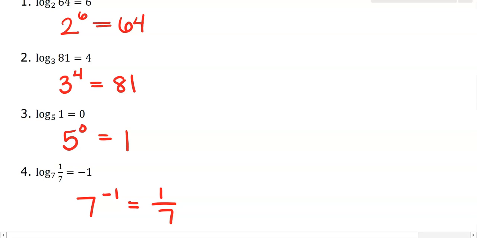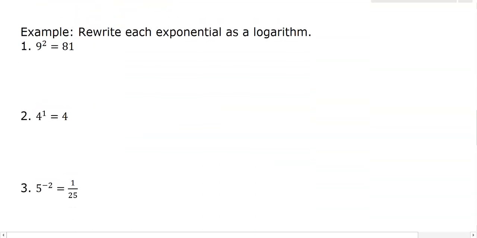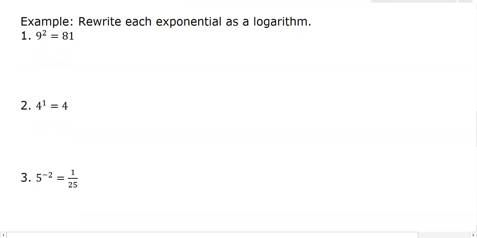All right, moving on then to the next couple of examples, we're going to go the other direction. Okay, so they're giving us something in exponential form. We want to write it in log form. So for this first one, I have 9 squared equals 81. So remember, for the log form, you start by taking that word log. Go ahead and just write that down. You take the number that's your base, which is the 9.